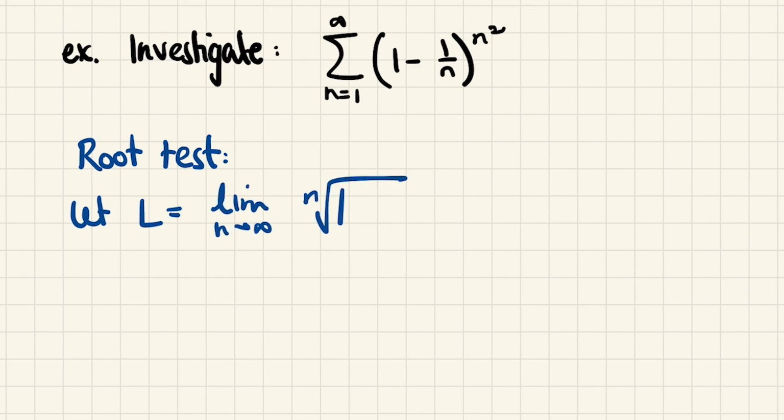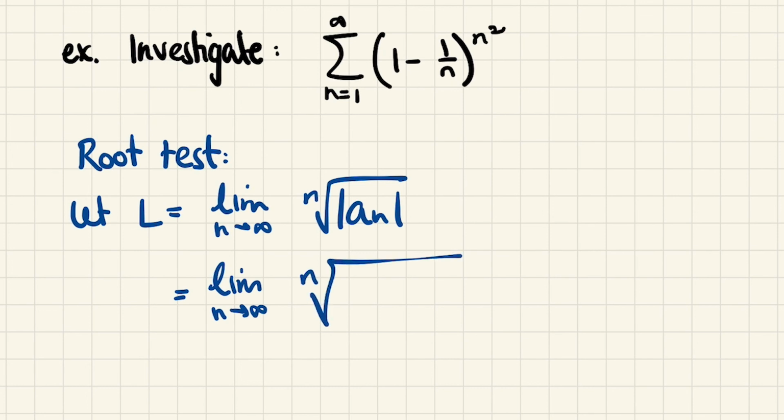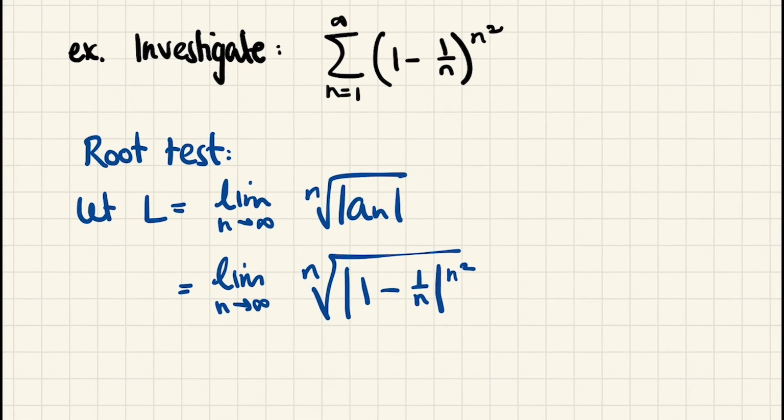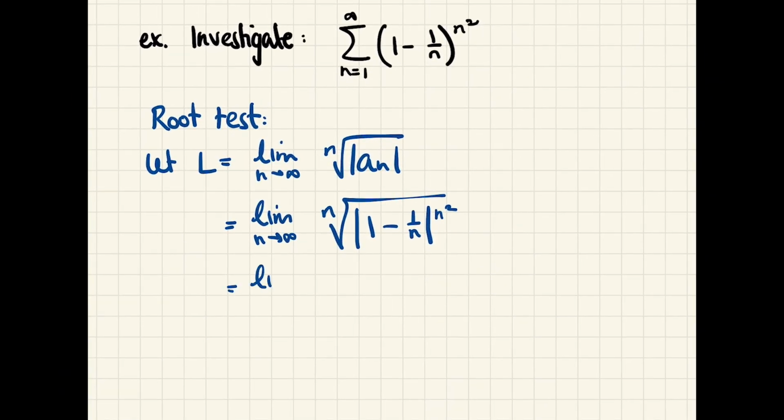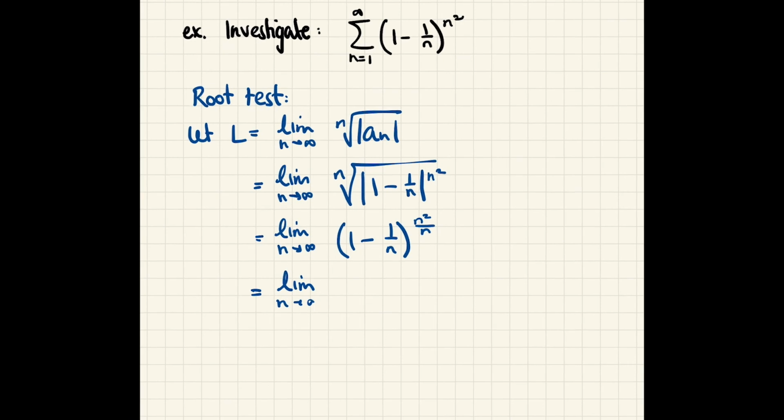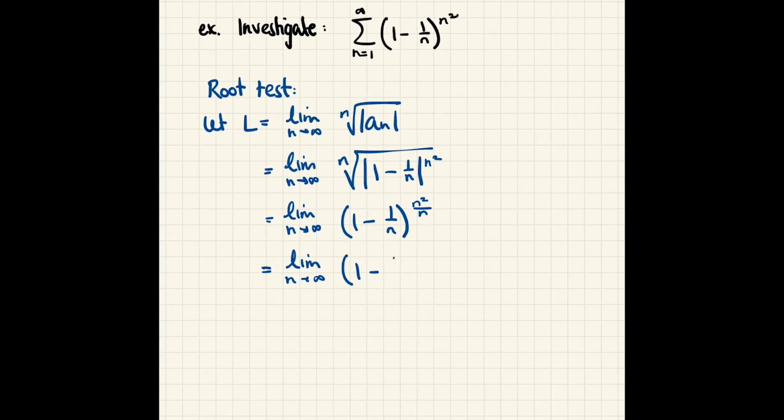So that's the nth root of this thing. The nth root of the absolute value of (1 minus 1 over n) to the n squared. As n gets large, this quantity is always positive, so we don't need the absolute value. And taking the nth root of that thing means that it's like we're dividing the exponent by n. So you're going to see that this is just the limit as n approaches infinity of (1 minus 1 over n) to the n.